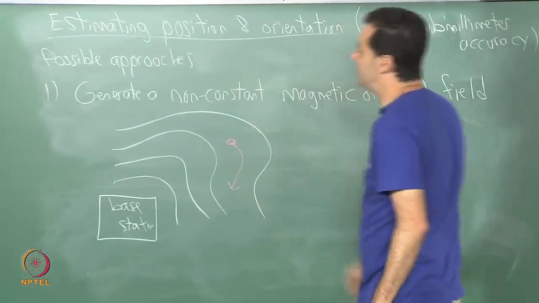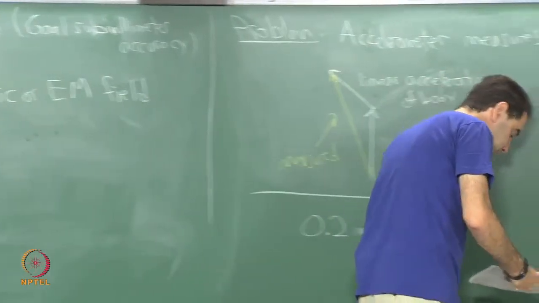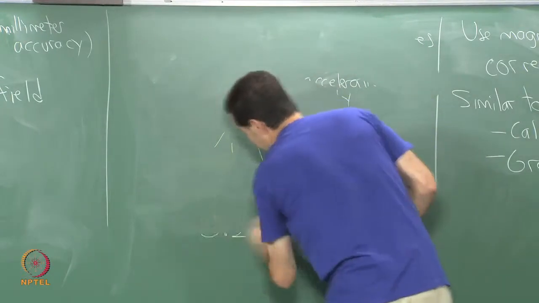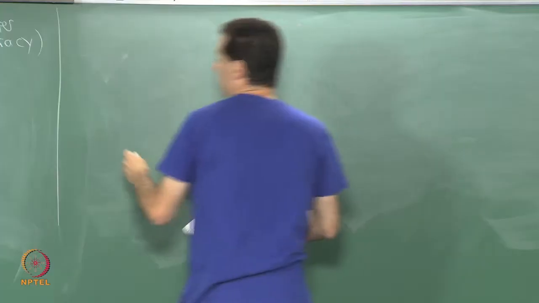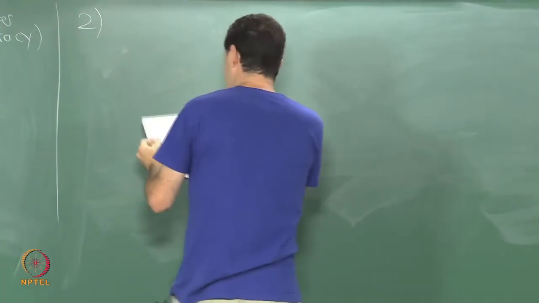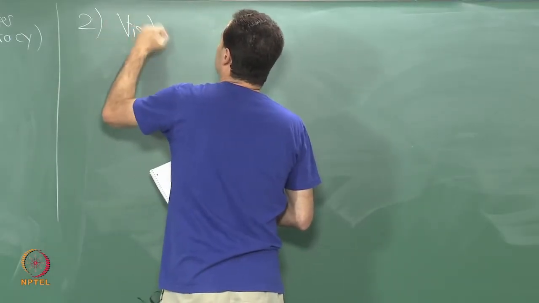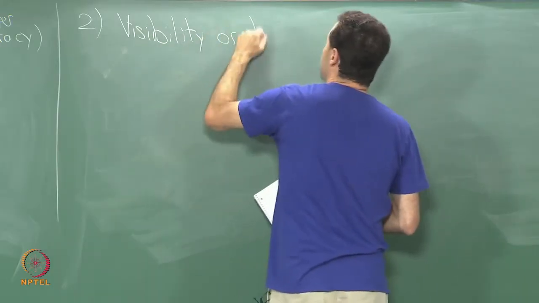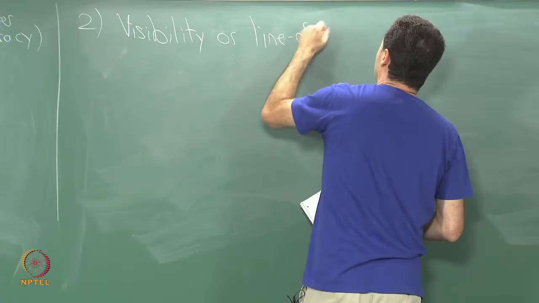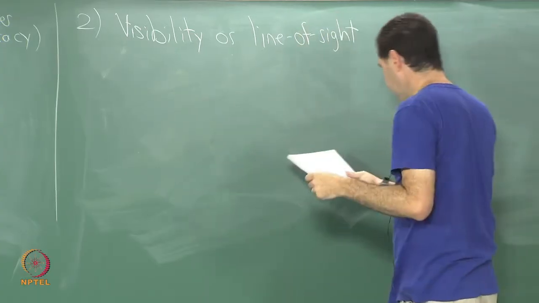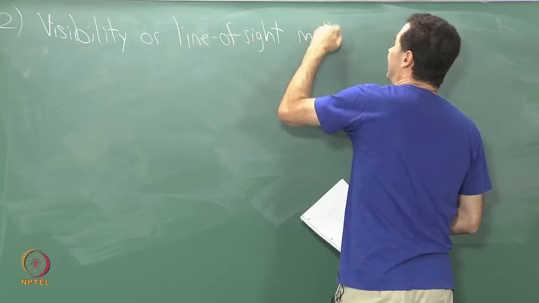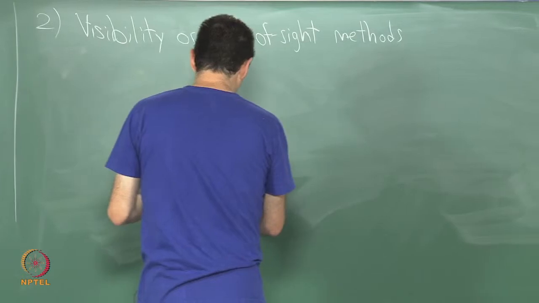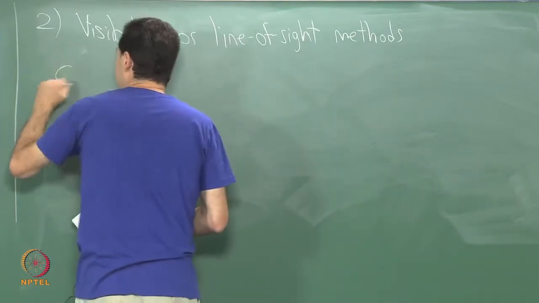So this is one technology that has some hope, and there are certainly several companies developing methods and products in this arena, and there have been for many years. The other category, which I'll spend more time on, is visibility, or another name for it is line of sight methods. And one of the most common implementations is based on cameras.